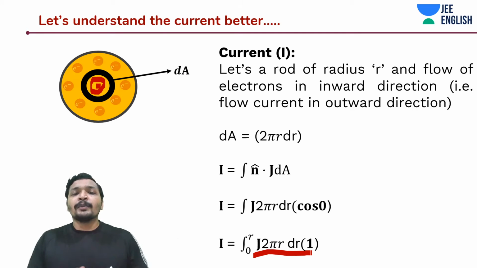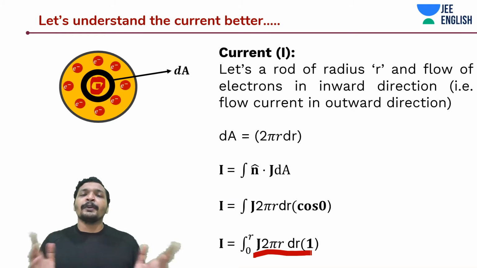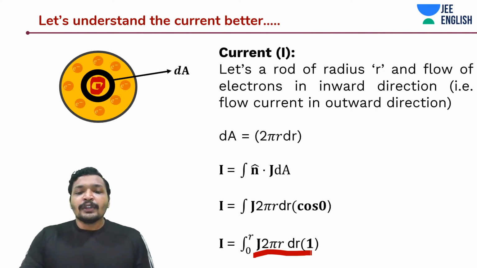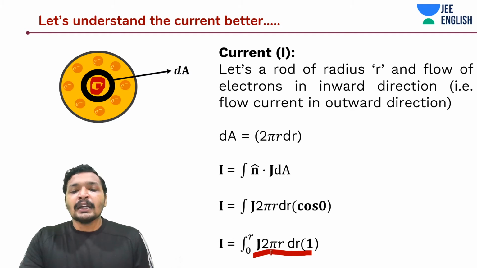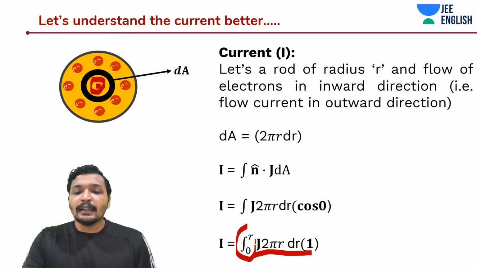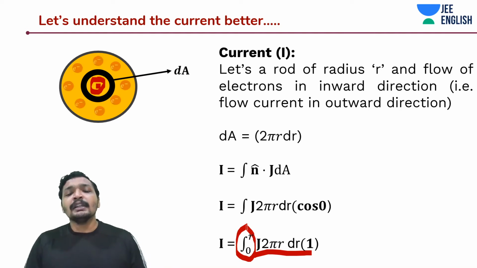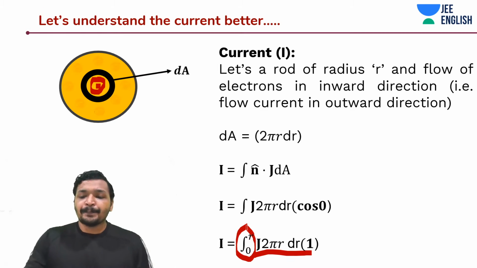Then what would be the dot product? The cos component of the dot product would be 1, if both are in the same direction. So it would be J into 2 pi r dr, where you are integrating from 0 to r. Let's assume the cylinder has a radius of r, then you are integrating from 0 to r.